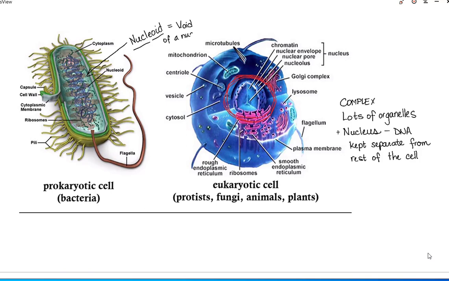Prokaryotic cells do have DNA that is basically thrown off to one side of the cell. And when we think about what else might be in that prokaryotic cell, we basically have ribosomes. So ribosomes are an organelle that are found in all cells, regardless of what type.